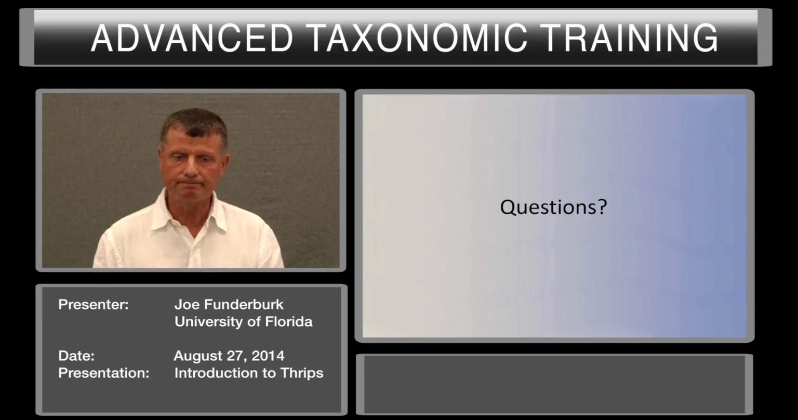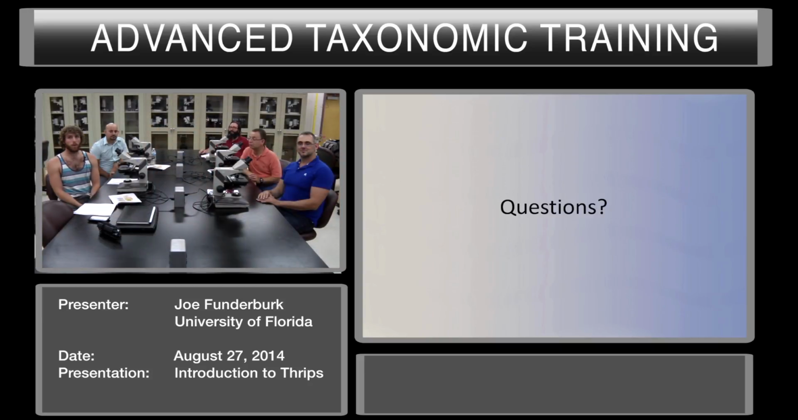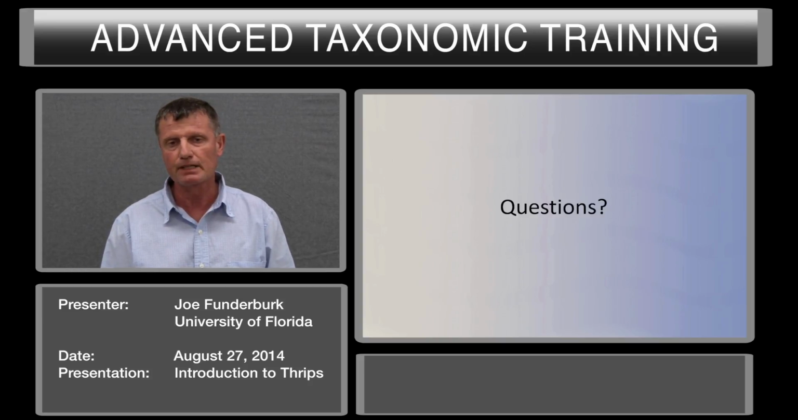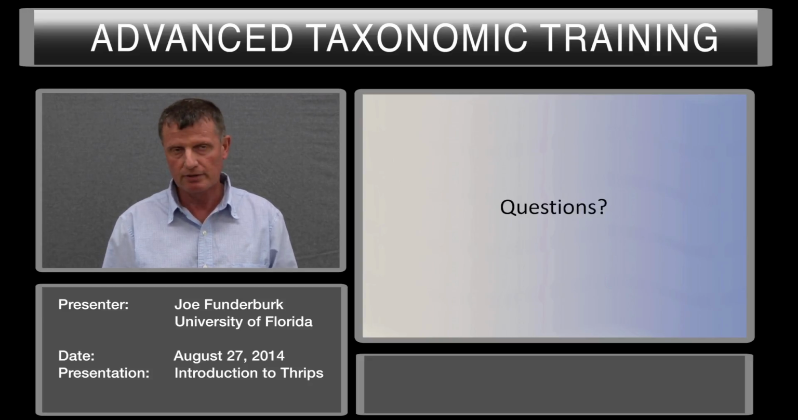Are there any questions? Are all Thrips species plant feeders? No. In fact, the majority of species in the Phlaeothripidae are fungal feeders, adapted for feeding on fungi. Some of the Phlaeothripidae are plant feeders, and some are actually predatory, such as the species of carnivorous thrips. The Heterothripidae are plant feeders.